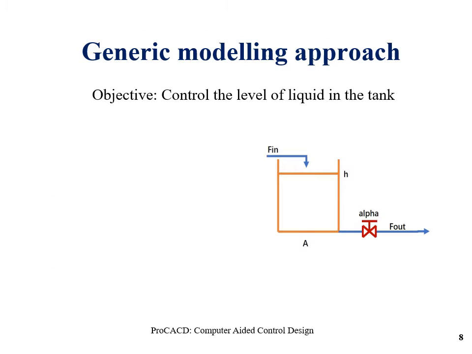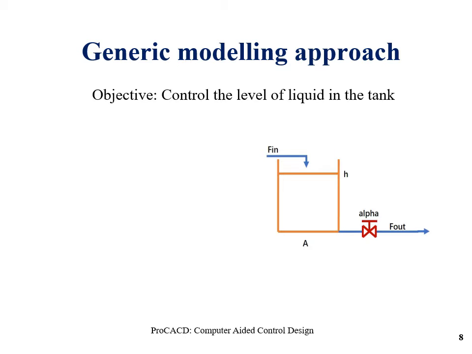For this, we'll take a very simple example of a tank model, which has one inlet and one outlet. The inlet and outlet flow rates are defined as F in and F out, and A is the cross-sectional area of the tank. The outlet of the tank is equipped with a valve, which can be used to control the height of the liquid.